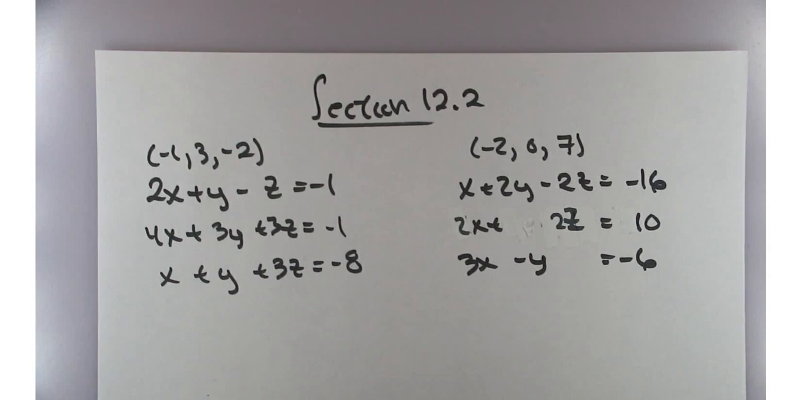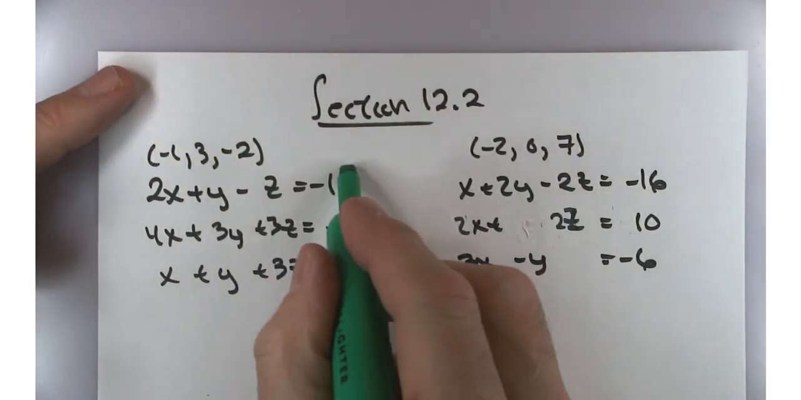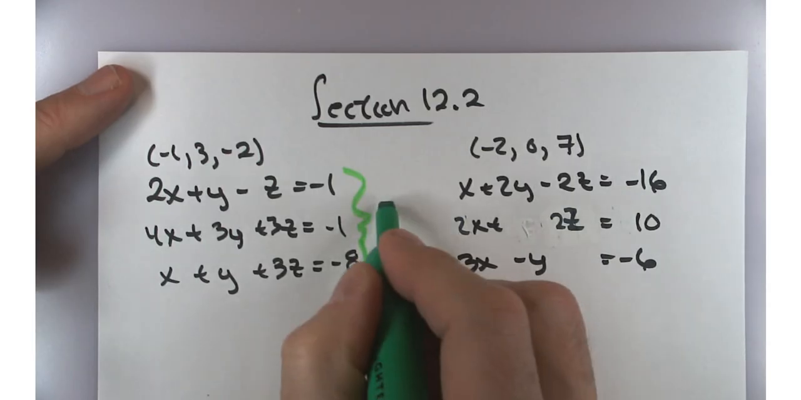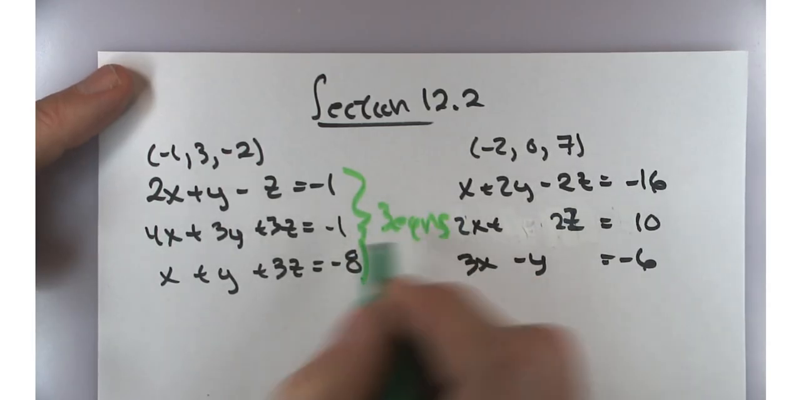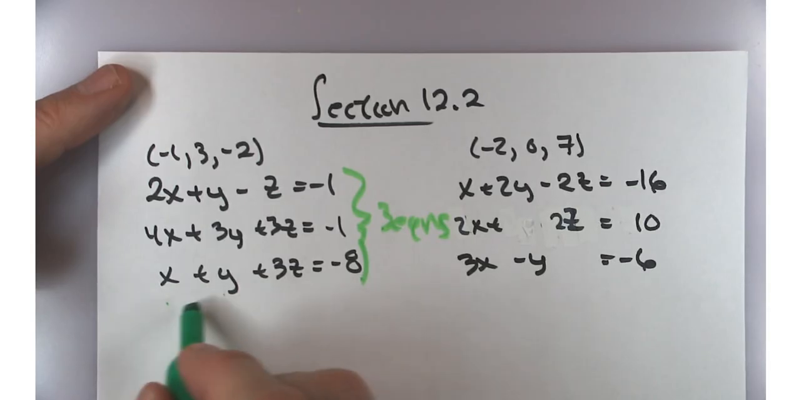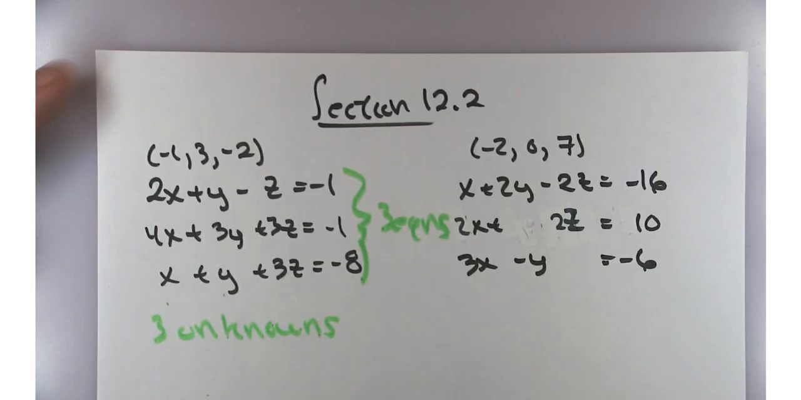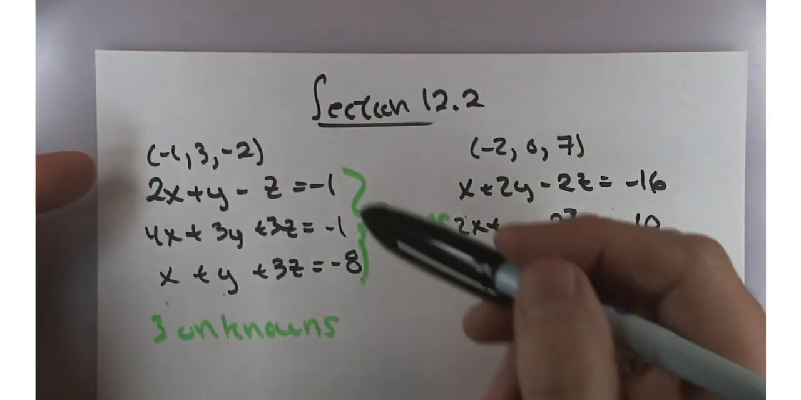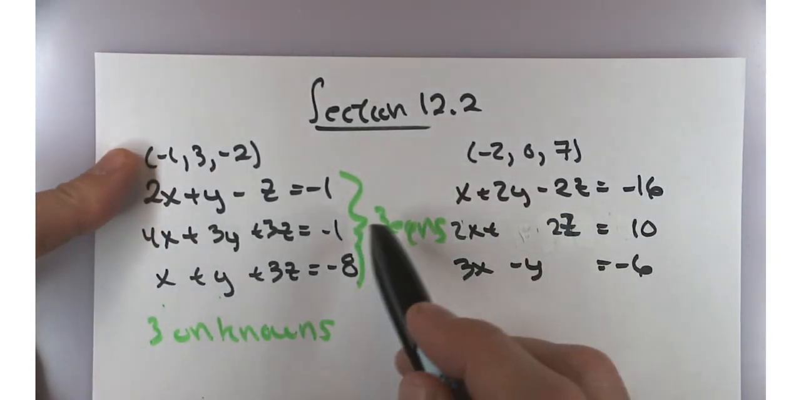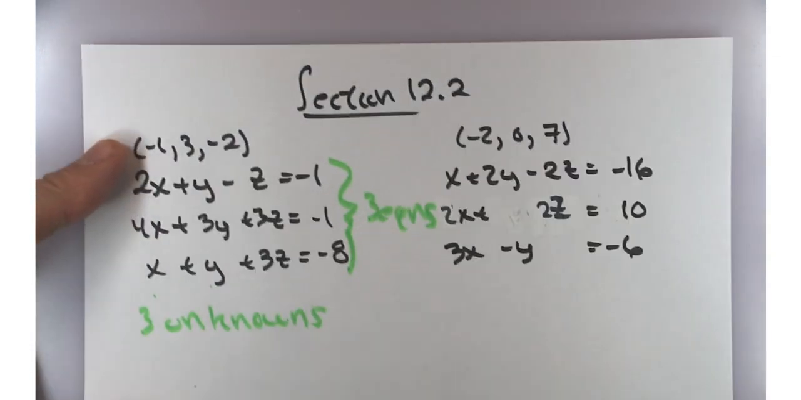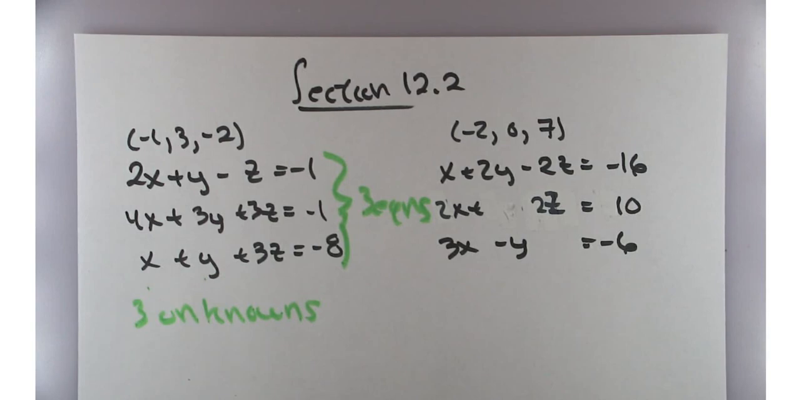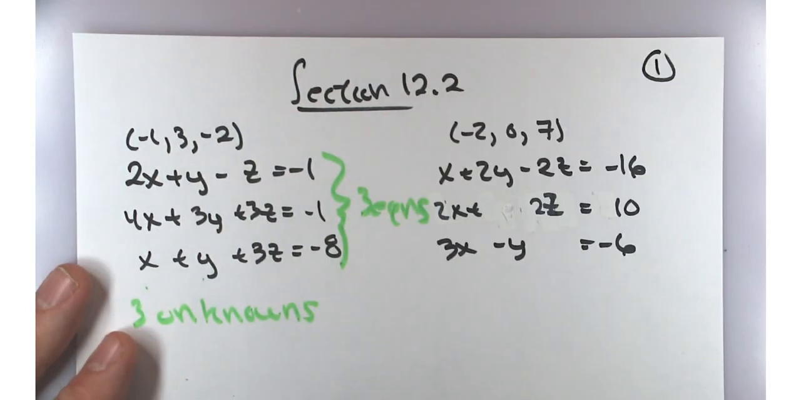Section 12.2 is going to discuss 3 by 3 systems of equations. The way that gets its name is, first of all, we've got 3 equations, and secondly, we've got 1, 2, 3 unknowns. Generally speaking, in order to solve any system of equations, you're going to have at least as many equations as you do unknowns. That's typical. Not always the case, but often the case.